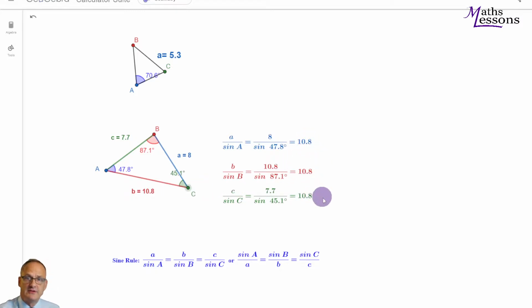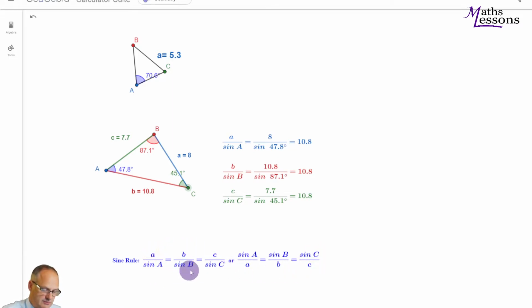So we have this thing called the sine rule, where a over sine A equals b over sine B equals c over sine C. Sorry, I said b over sine C earlier, it should be b over sine B, c over sine C. And similarly, we can turn these all upside down and they'll still be equal. So sine A over a will still equal sine B over b and still equal sine C over c.